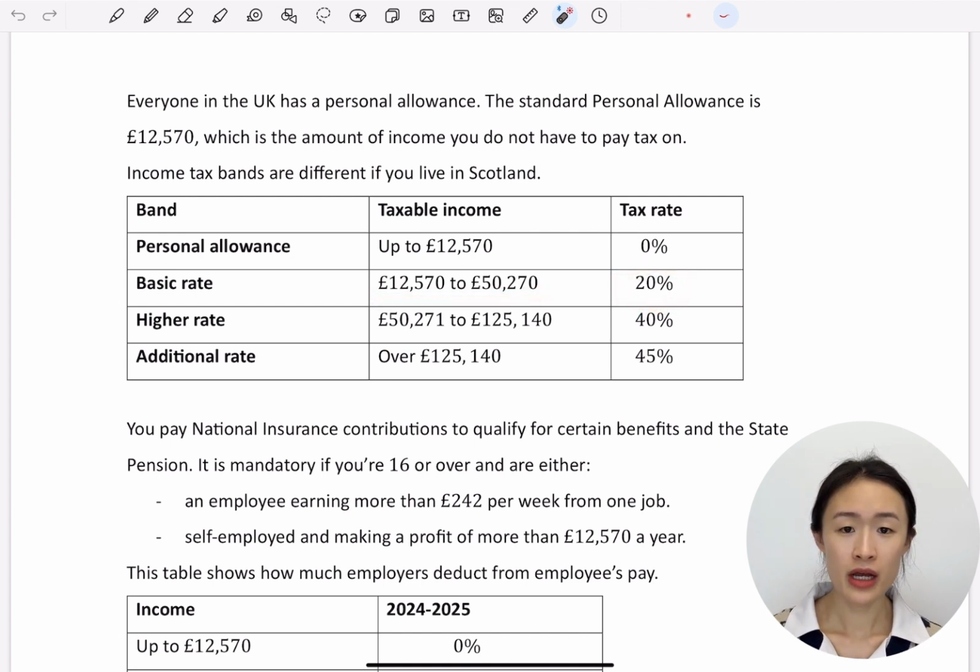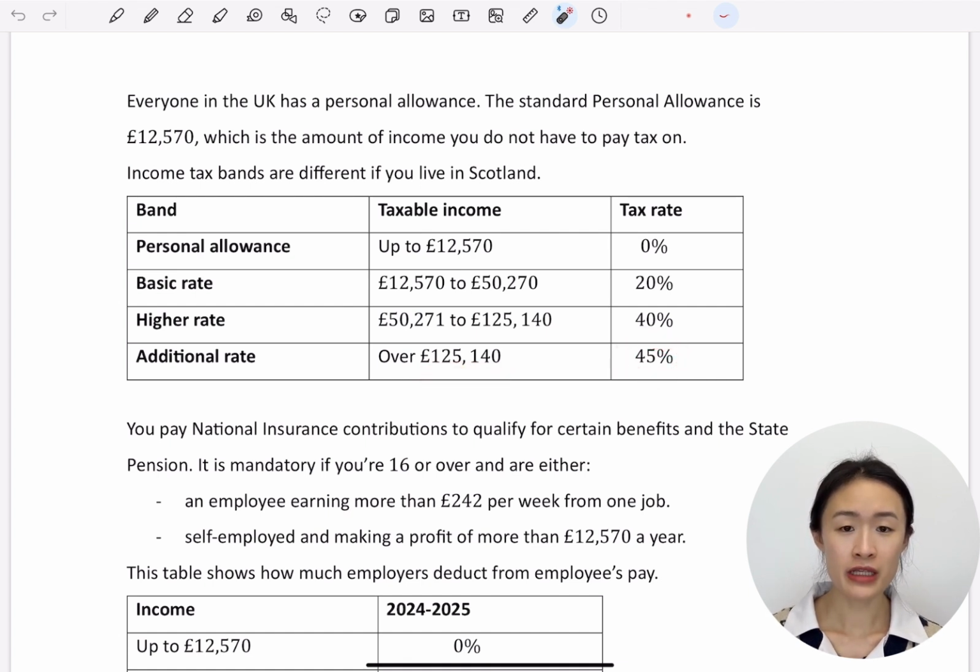And then if you're earning more than 50,271, so that means the next 74,869, you need to pay 40% income tax. Anything above 125,140, then you will pay 45% income tax.